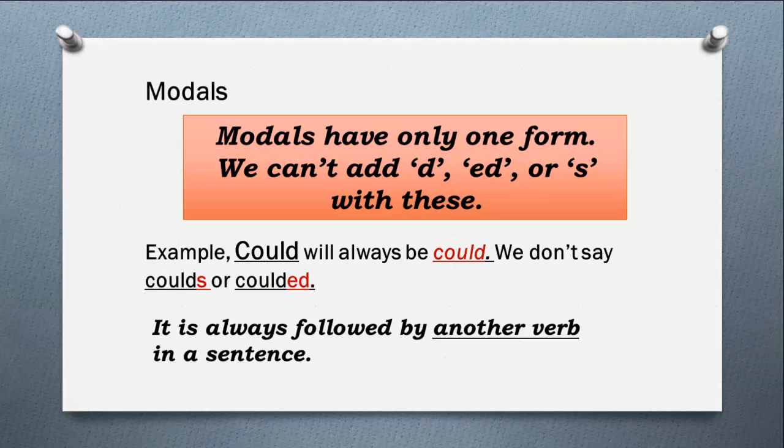Modals. Modals have only one form. We can't add d, ed, or s with these. Example: could will always be could. We don't say coulds or coulded. And a modal is always followed by another verb in a sentence.